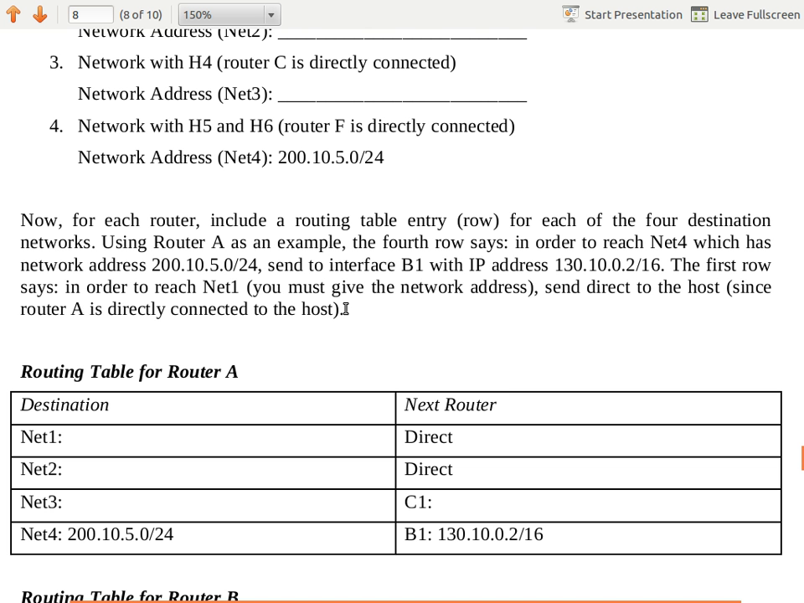So we're trying to create this routing table. Can you do it for network 3? Why does network 4 go to B1? Because this is network 4, right? Yep.